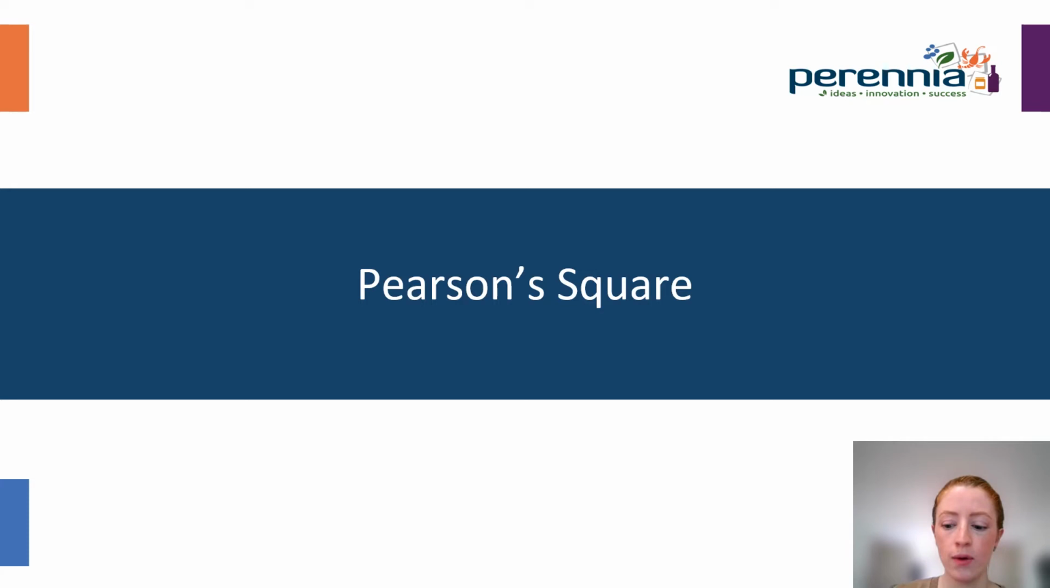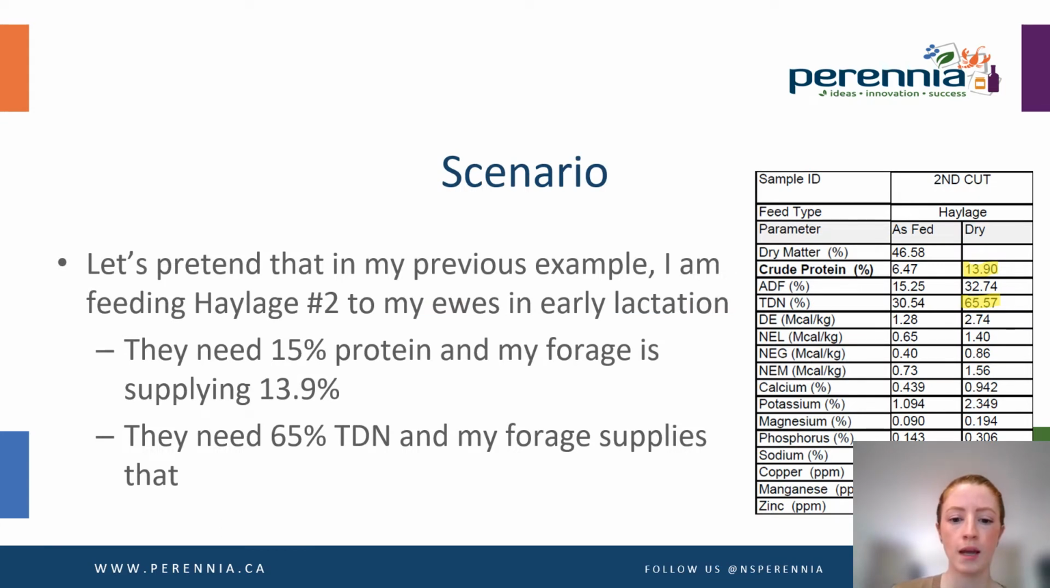So I'm going to move into actually balancing a ration. This is a Pearson square, so this is a hand calculation. I'm going to pretend that with my forages from my previous example, I'm going to feed the second cut to my ewes who are in their early lactation. Just a reminder that they are going to need 15% protein, and this forage is only supplying about 14%. And they need 65% energy, and my forage alone is supplying this. So I don't have enough protein, so I'm going to have to supplement this.